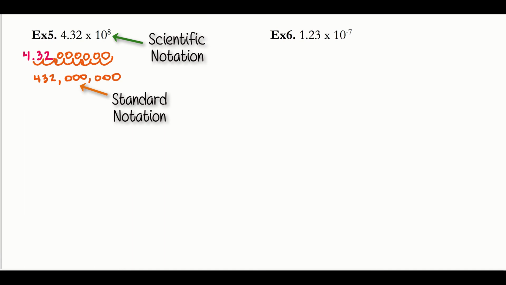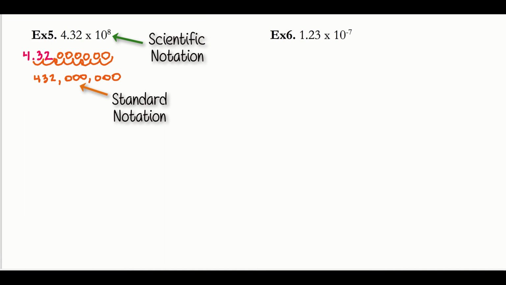So I need to move 8 places. So I'm going to move 1, 2. Okay? Now I need to move 6 more places. 3, 4, 5, 6, 7, 8. Now each of these spaces is going to be held by a 0. Okay, so if I were to write this number in standard notation, that would be a comma, that would be a comma, so this number would be 432 million. So 1, 2, 3, and another 1, 2, 3. Okay, so what I've written right here, this is standard notation, this is scientific notation.